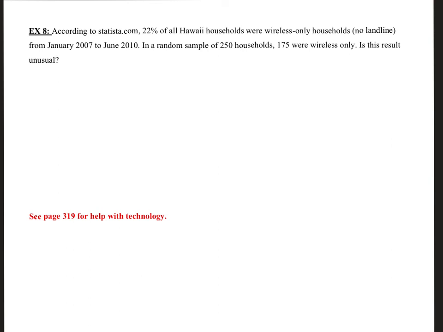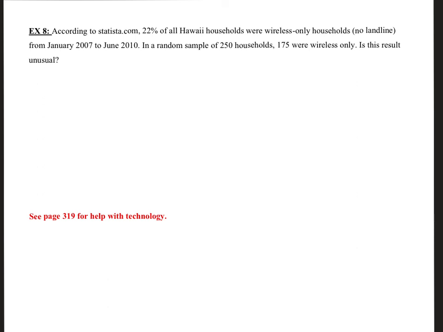According to Statista.com, 22% of all Hawaiian households were wireless-only households, which means they have no landline, from January 2007 to June 2010. In a random sample of 250 households, 175 were wireless only. Is this result unusual? Okay, so let's see. Can we use the empirical rule to determine if it's unusual? How do we know if we can use the empirical rule?